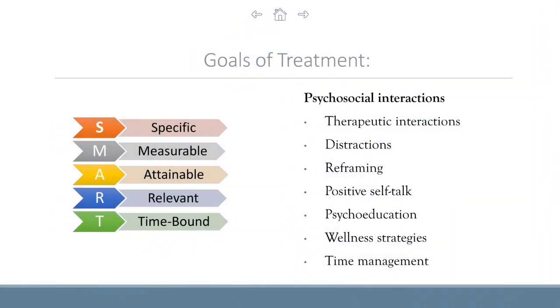So our goals for treatment, a lot of times we're going to want to have these SMART goals: specific, measurable, obtainable, relevant, and time-bound goals. Our therapeutic interactions are very important. We can provide distraction, maybe some reframing of the thoughts in their mind, to reframe those thoughts into more positive ones. Positive self-talk, psychoeducation, which is talk therapy, different wellness strategies. Time management is always a really common thing to help reduce anxiety in general.